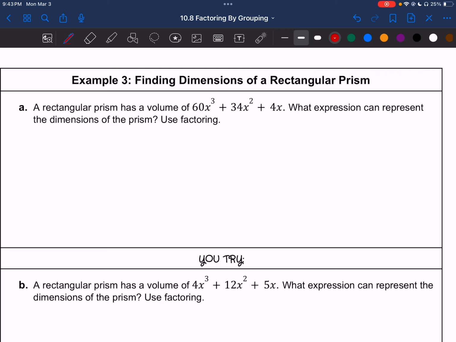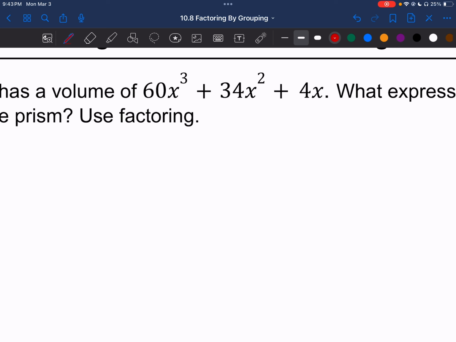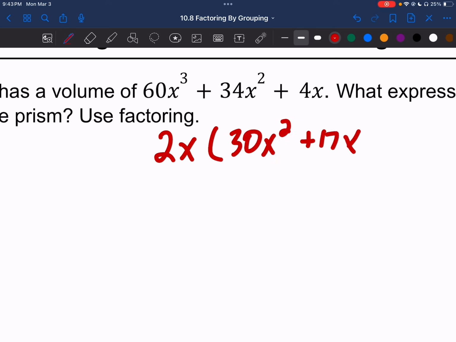I like to factor this by grouping, but first, what are my common terms? Do I have a GCF I can take out? I do. All three numbers are even, right? 34 is not divisible by 4, but it is divisible by 2. And there's an x in all three of my terms. So I have a 2 and an x that comes out. And so I have 30x squared plus 17x plus 2.